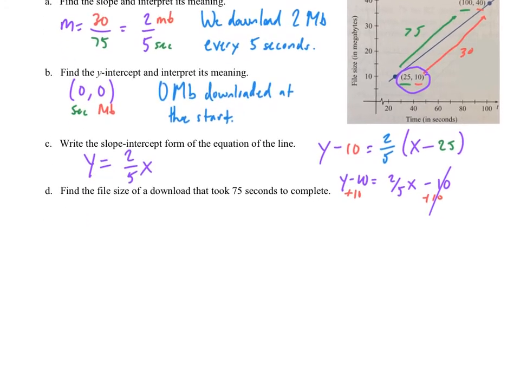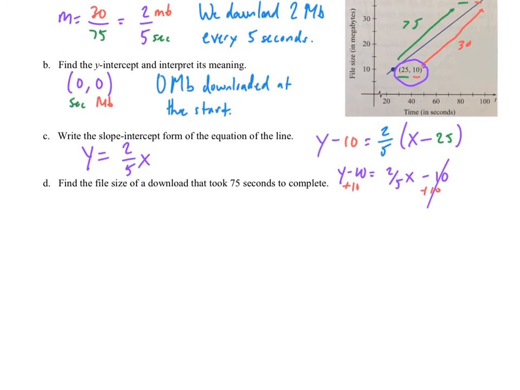Let me fix this real quick. And then use the equation to find the file size. It took 75 seconds to complete, so seconds is an x value. So I'm going to plug this 75 in for x. So y equals 2/5 times 75. 2/5 times 75 is 30. So that would be 30 megabytes. All right, that page is done. Moving on to the next one.